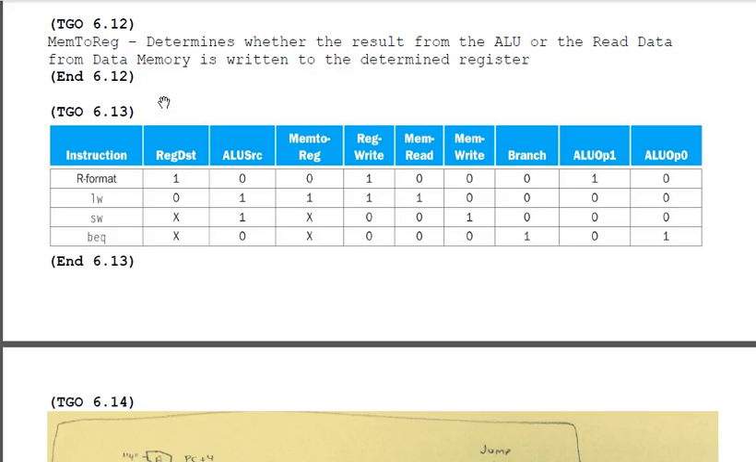And additionally, it's the same thing. I don't have to care about memory to register. Because I don't care what's coming from the ALU. I don't care what's coming from data memory. You can choose whatever you want. You're not getting in my house, right? Because register write is 0.